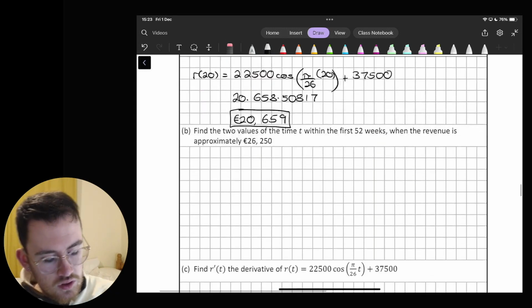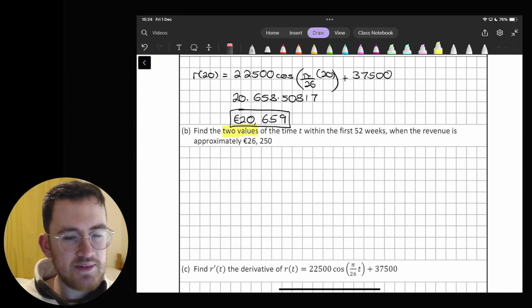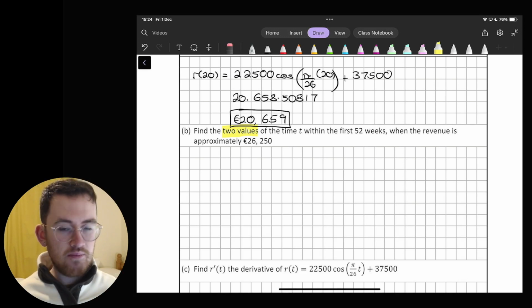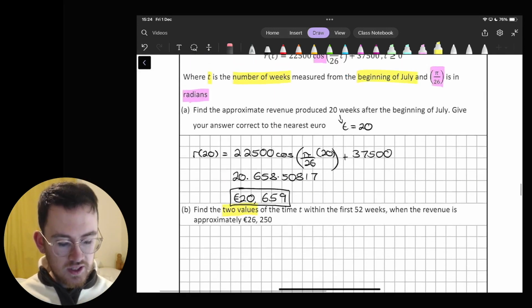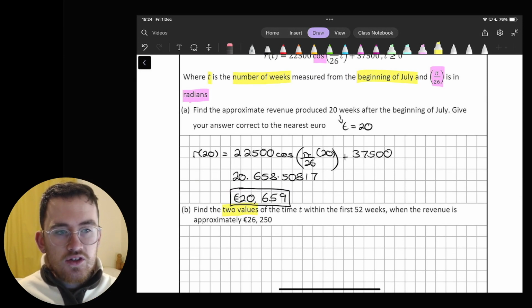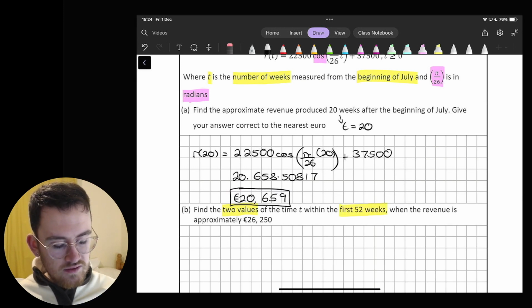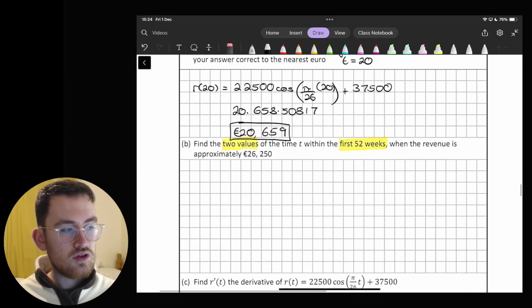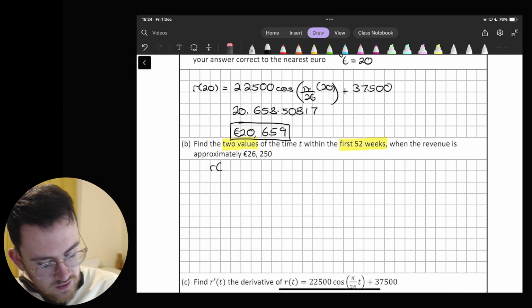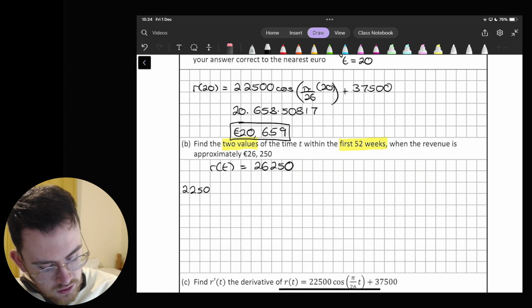Okay, find the two values. Two values to me is immediately suggesting quadratic, but maybe not. Particularly here we're looking at trig functions, so we could be looking at a trig equation. Two values of the time t within the first 52 weeks, when the revenue is approximately 26,250. So let's have a look at this. I want to find t when the revenue is equal to this amount. So we're going to take our revenue function and set it equal to this amount of money.